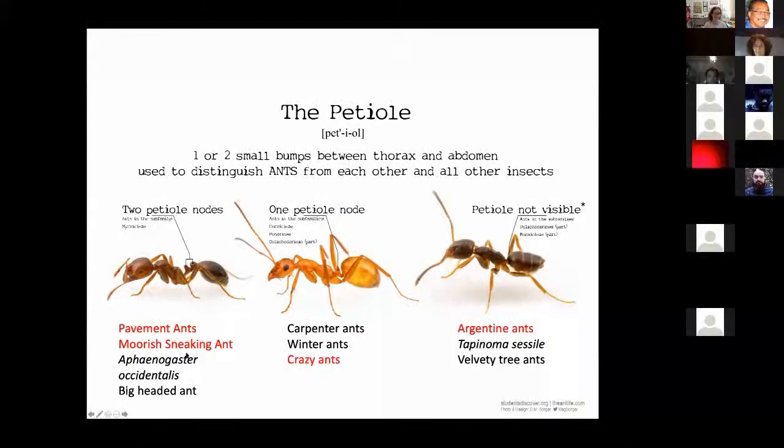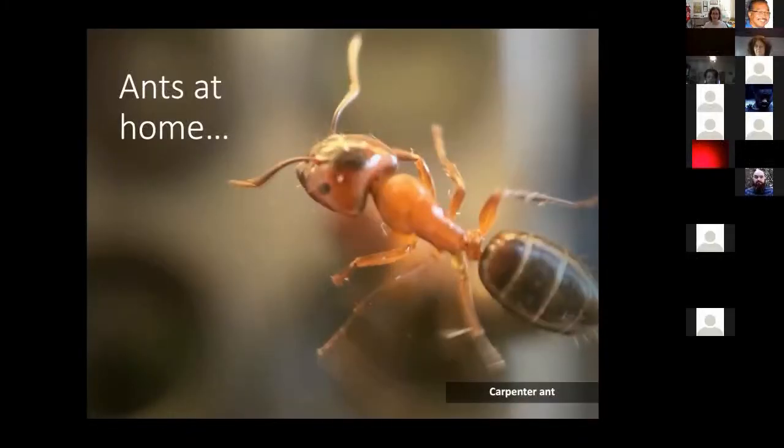Anyway, these are some of the species you might see from this group. The pavement ant, the Moorish sneaking ant, what a hilarious name, a Pheidole, the big-headed ants, the Veromessor, the harvester ant. Both harvester ants we have in the area. Then in the second group, it's the carpenter ants, the winter ant, a very common native species, and the crazy ant, not as common. And then the third group, it's the Argentine ants, the odorous house ant, which is the second one here, Tapinoma, and then velvety tree ants, which are really awesome. Okay, so let's get started with some ants you might find at home.